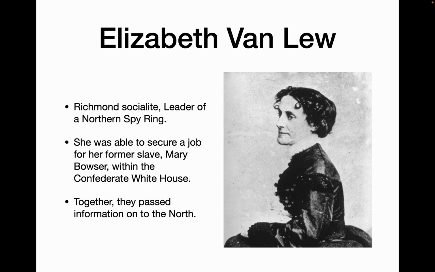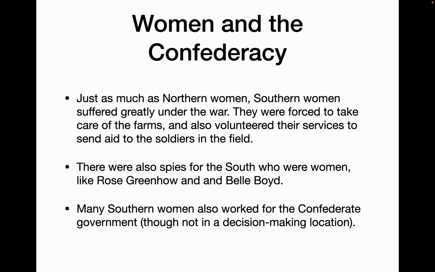She was able to secure a job for one of her former enslaved people, a woman who we believe was named Mary Elizabeth Bowser. Mary Elizabeth Bowser got a job within the Confederate White House where she pretended to be illiterate. However, she was quite literate and had a photographic memory. And so Mary Bowser memorized entire pages worth of documents and listened in on conversations at the dinner table and passed it on to Van Lew, who passed it on to the North.